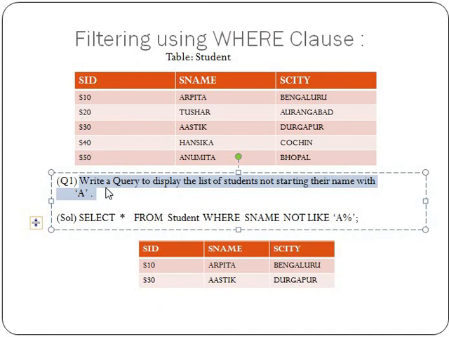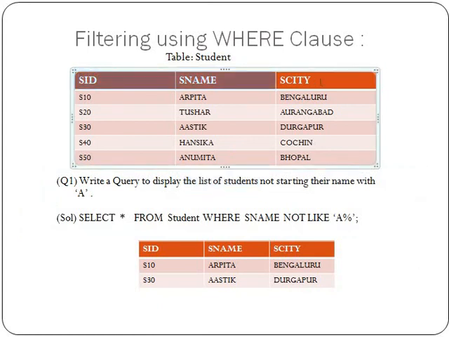Next, look at this question. It says, write a query to display the list of students not starting their name with the letter A. Okay, this time, since they are asking us to list those students which are not starting with their name as letter A, so instead of using the like pattern matching operator, I have to use the not like pattern matching operator. Now if I have to list the students, let me list their column names SID, SNAME and SCT.